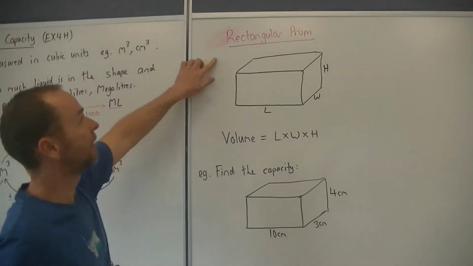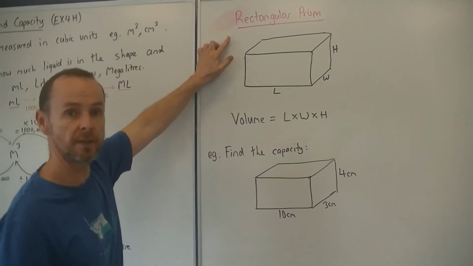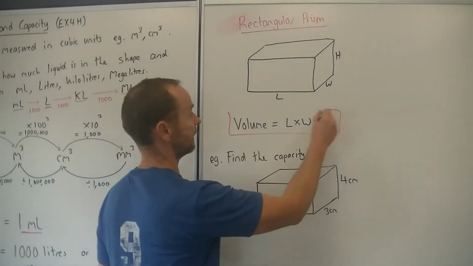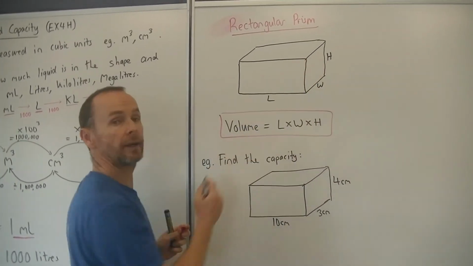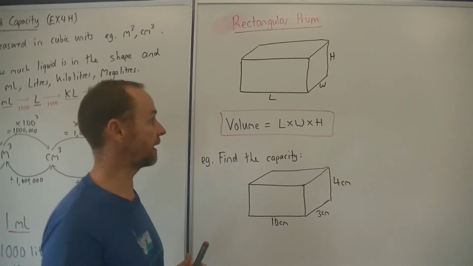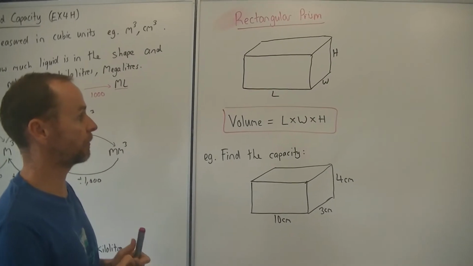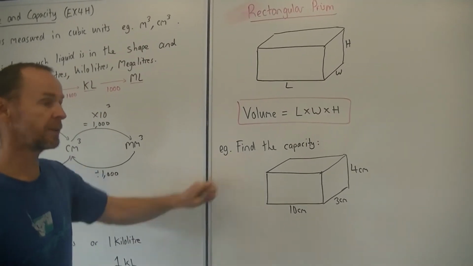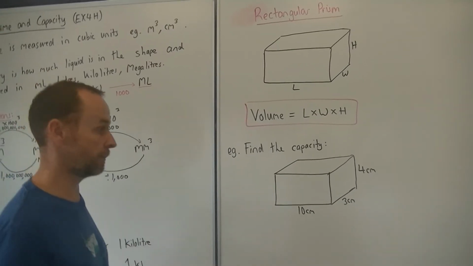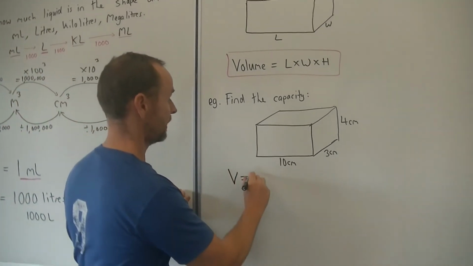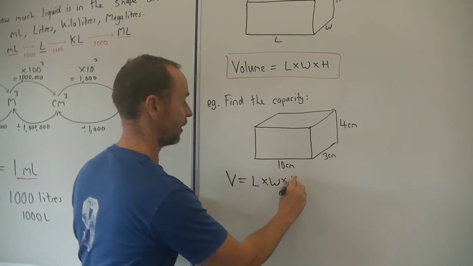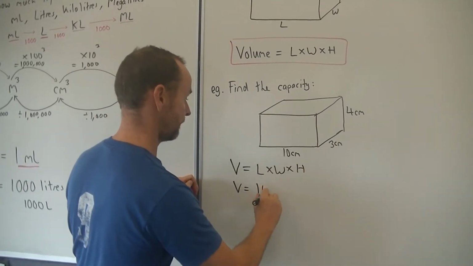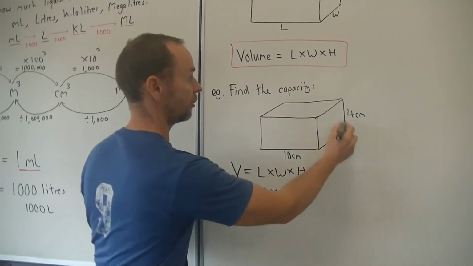examples in a second. First we need to know what a rectangular prism is. It's simply a box. The volume of a box is length times width times height. You multiply the three dimensions together. So here's a question. Find the capacity. Notice it didn't ask for the volume. We need to find the volume first. So the volume is length times width times height. The volume is 10 times 3 times 4.